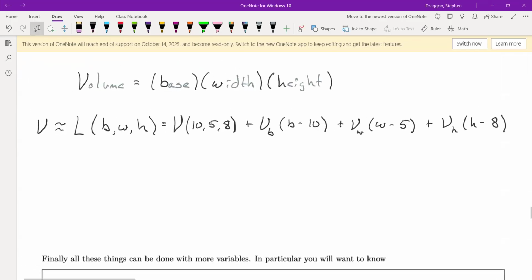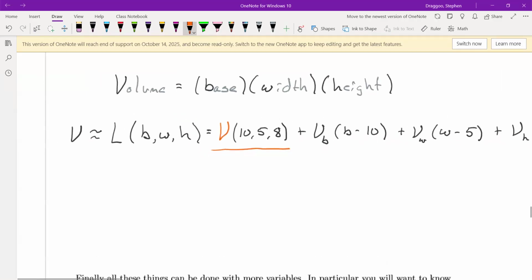So that would be the linearization that we might have for this volume that we're trying to calculate. And I want to claim that this linearization is made up of two parts that are relevant to what we're discussing. First is that very first term, which is just the volume evaluated at my target values.